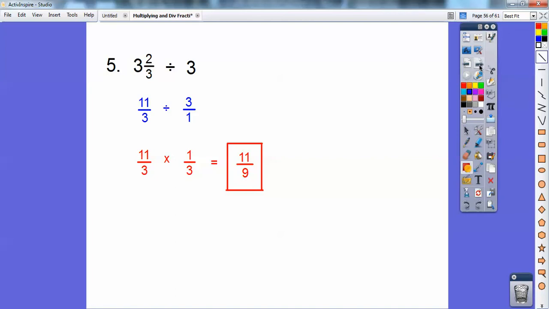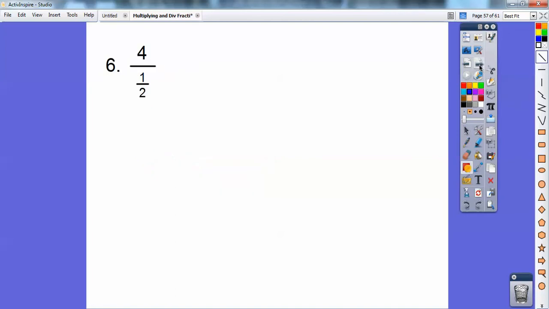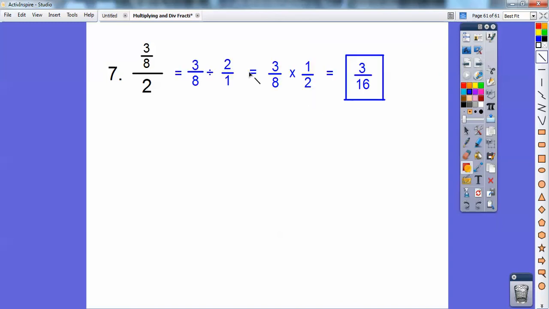All right, a couple more right here. Okay, you got a whole number divided by a fraction. Okay, so that's all that means right there, and then just flip the second guy and multiply. Okay, easy enough. Okay, let's try another one. This time we got a fraction divided by a whole number, so that's going to be 3/8 divided by 2 over 1. So I'm going to flip the 2 over 1 and make it 1 over 2, and you get 3/16. Okay, that's multiplying and dividing fractions for you.